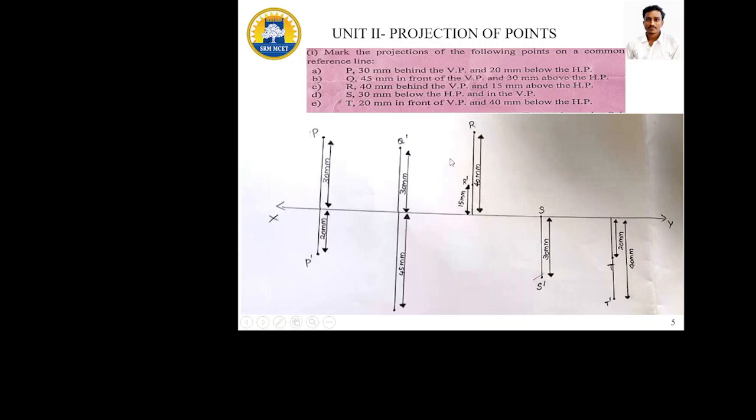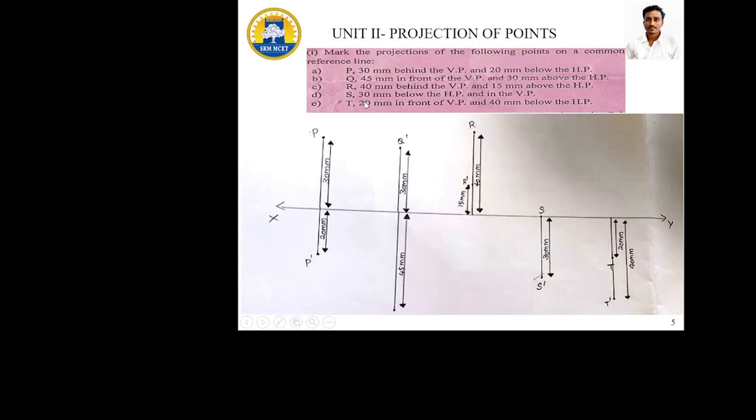So we need to rotate clockwise 40 mm and put in the name R. Next, 15 mm above the HP, it is visible on front view. So the same point here, that is the 0 to 15 mm. Here mention the value of R dash.